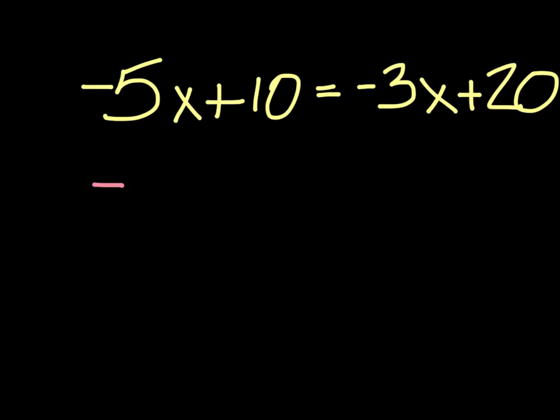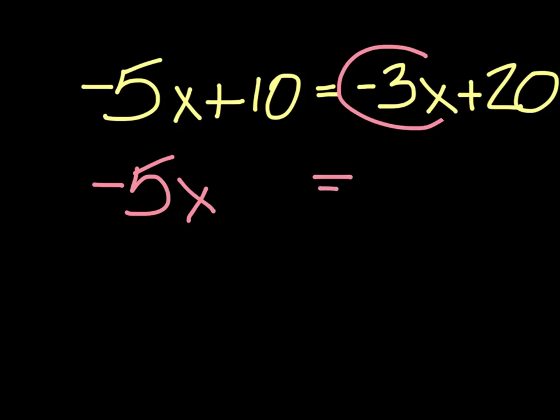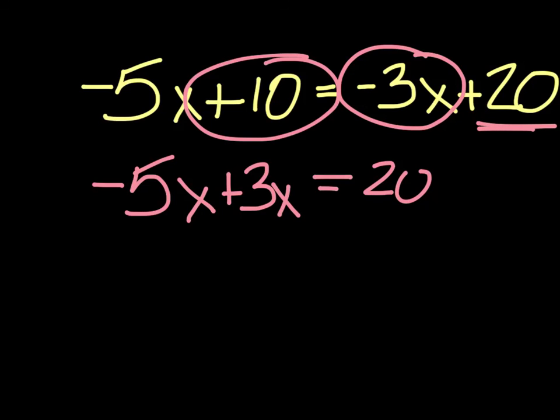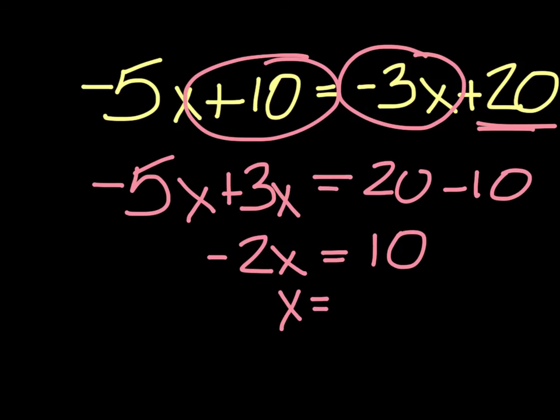You should have negative 5x staying on the left, but this must move over and become plus 3x. This stays on the right. This moves over and becomes minus 10. Negative 5 plus 3 is negative 2, and 20 minus 10 is 10. So 10 divided by negative 2 is negative 5.